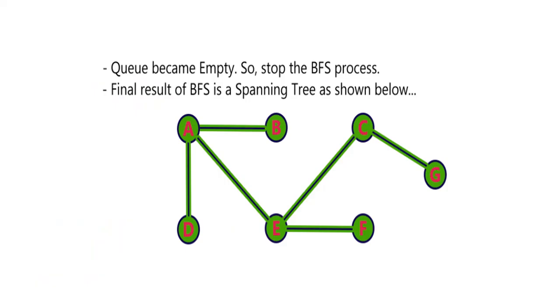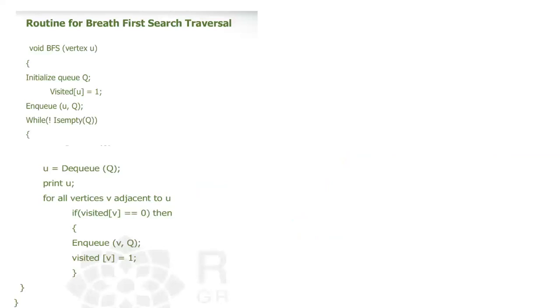So, the final result of the BFS is the spanning tree as shown below. First A, from A, B, E, D, and from E, C and F, and from C, G. So, this is the final spanning tree. Now, let us see the program for it.